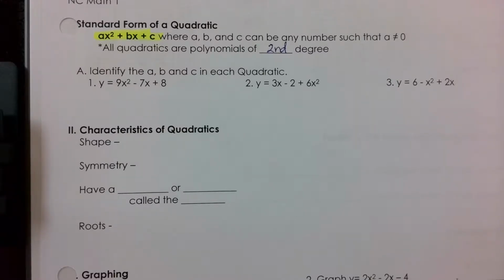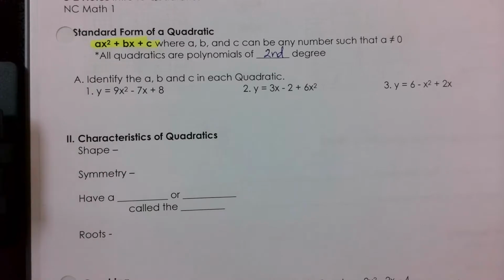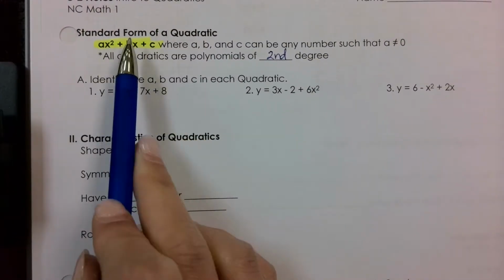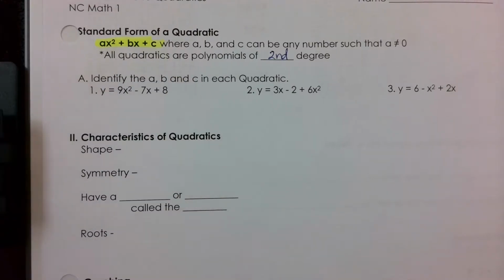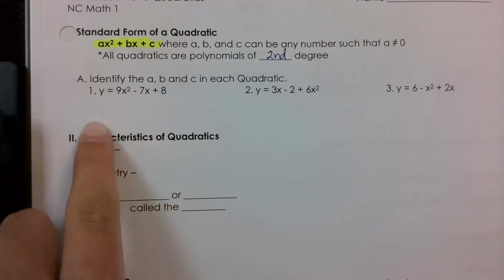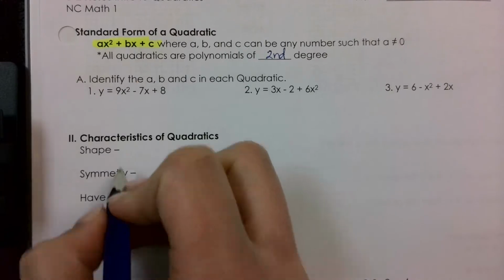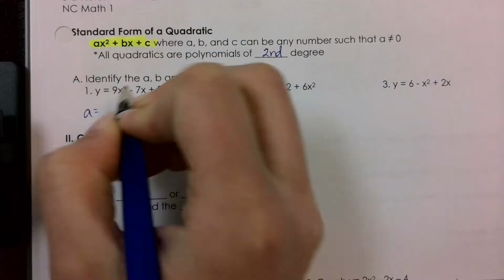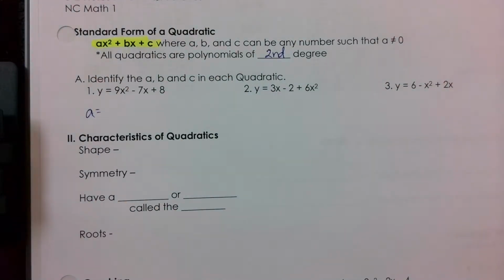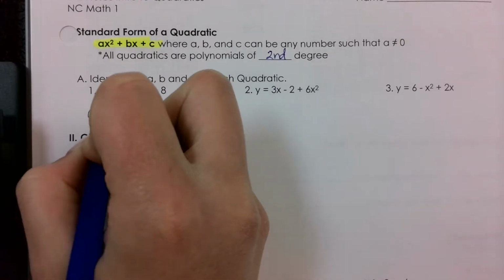Alright, so for the first section right here, we're just going to say what a, b, and c are. So a is the number in front of x squared, b is going to be the number in front of x, and c is the constant that's all by itself. So if we're looking at number 1 right here, what do y'all think a is? So a is just the number in front of x squared. So we don't want x squared, we just want 9.